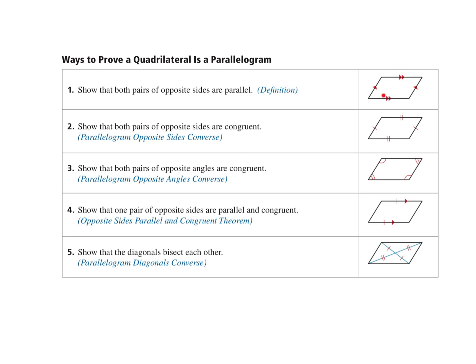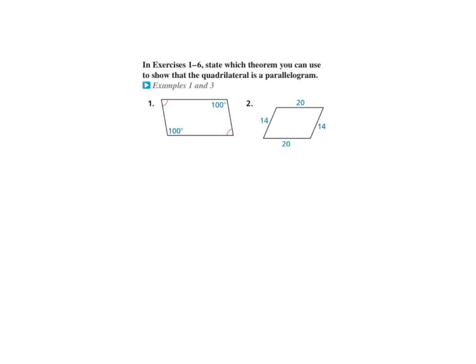Again, if you have opposite sides parallel, opposite sides congruent, opposite angles congruent, opposite sides parallel and congruent, just one pair, and the diagonals bisecting each other. So the exact same thing we just got done talking about. Okay, state which theorem you can use to show that a quadrilateral is a parallelogram. All right, well, we have opposite angles congruent and opposite angles congruent. So that would be your opposite angles converse theorem.